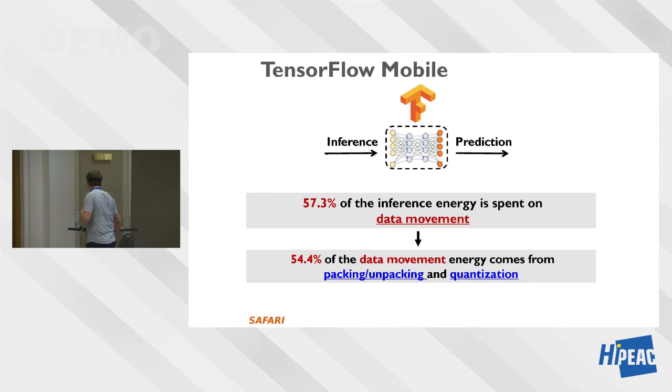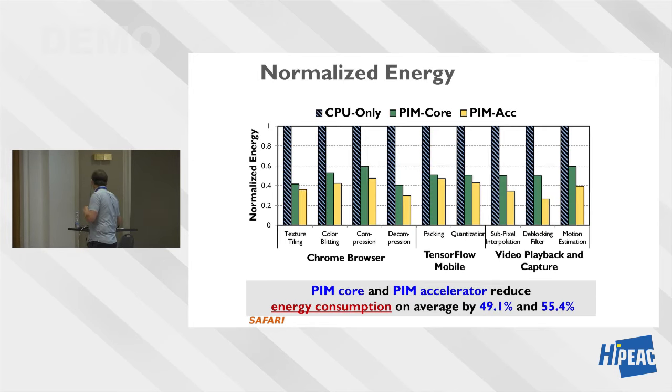And if you think about these functions, these are relatively simple functions. Quantization is really chopping off some bits, but it's very data intensive, but the computation is very simple. I mean, it's a little bit more than chopping bits, but packing and unpacking is really reorganizing the data. And also the computation is very simple there. So if you offload this sort of computation, this is what you would get. These are function-based energy evaluations. For example, in the Chrome browser, we offload compression and decompression to memory. In TensorFlow, I already mentioned that. In video playback, we offload motion estimation, which is a very intensive function in terms of data.